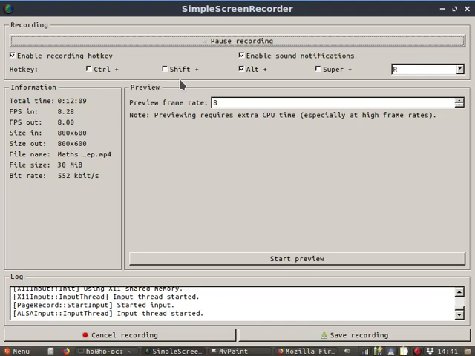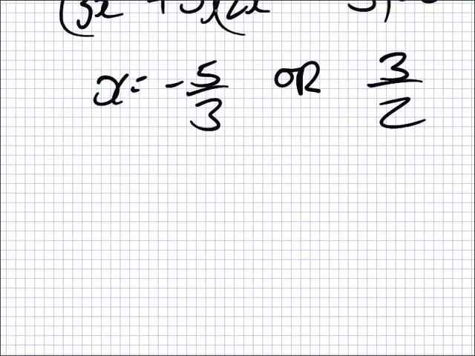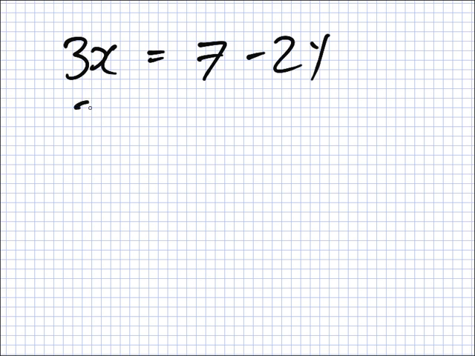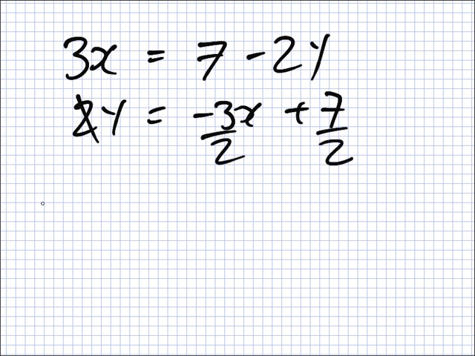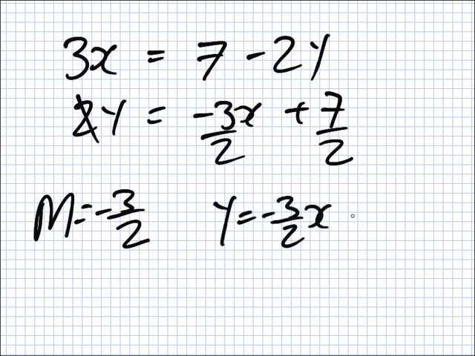So first we have 3x equals 7 minus 2y. So that means 2y equals minus 3x plus 7. Or y is minus 3 over 2 x plus 7 over 2. So the m is, I hope you all got minus 3 over 2. Yeah? y equals mx plus c.